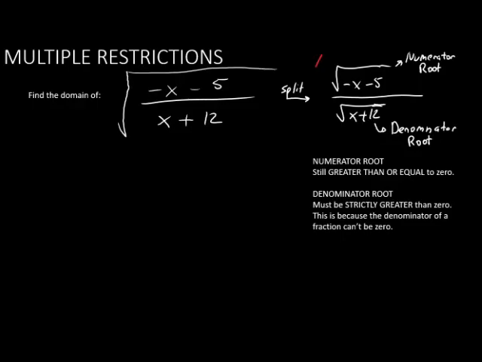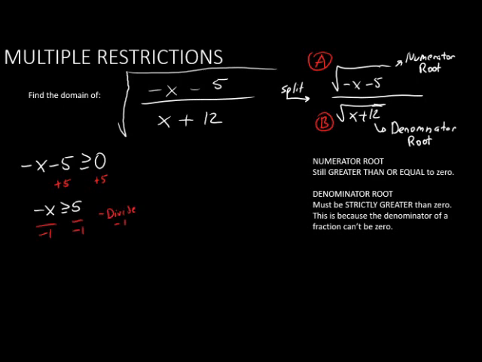We'll deal with the numerator root as our part A and the denominator root as our part B. On the numerator root, we'll say negative x minus 5 is greater than or equal to 0. If we add 5 to both sides, we'll end up with negative x greater than or equal to positive 5. If we have just a negative sign next to our x, in order to solve, we'll have to divide by negative 1.